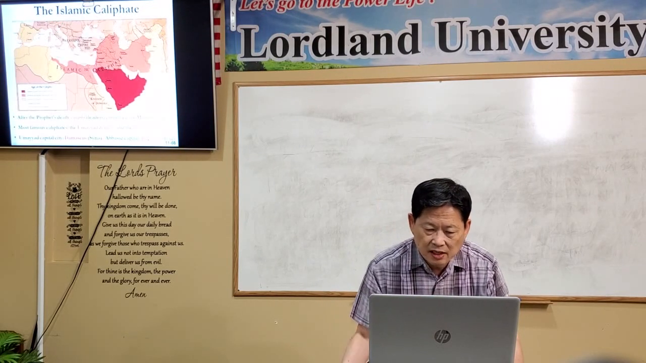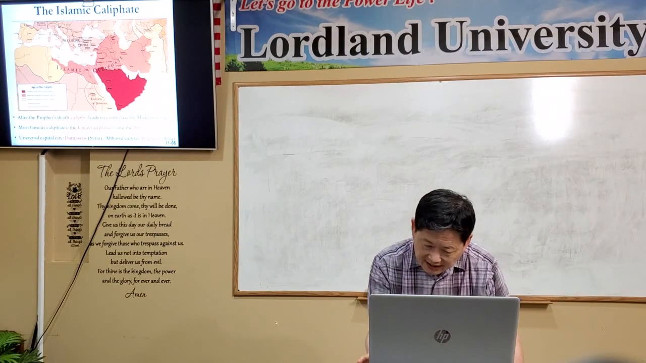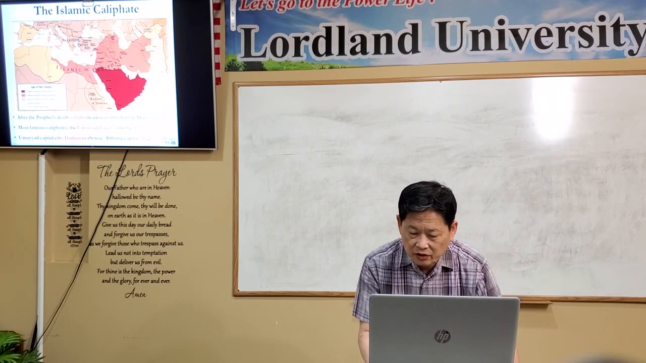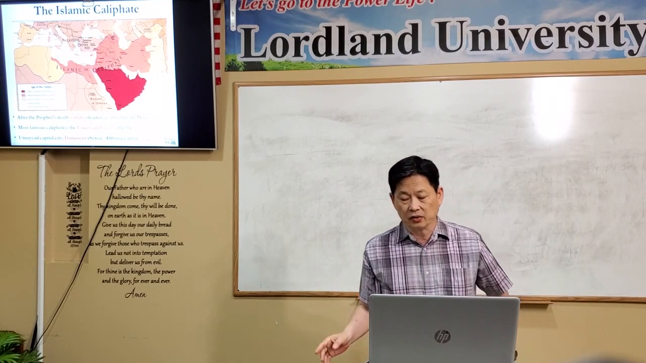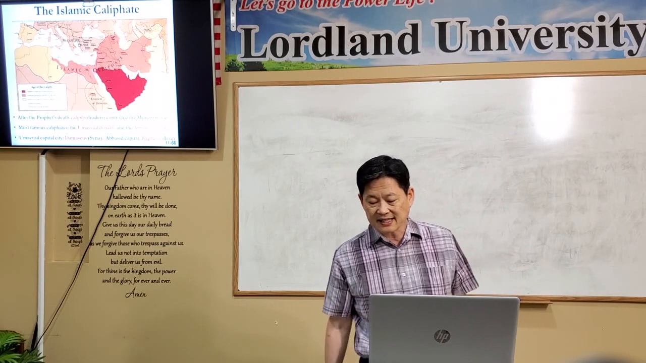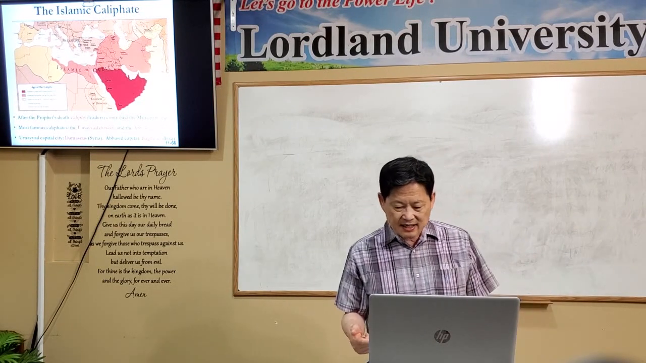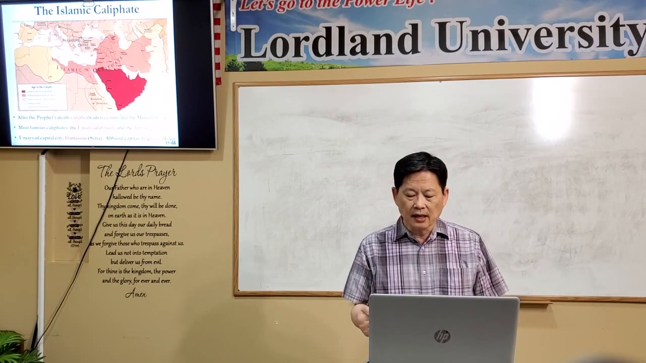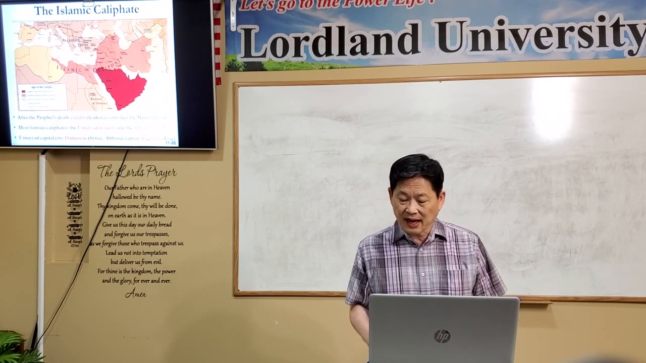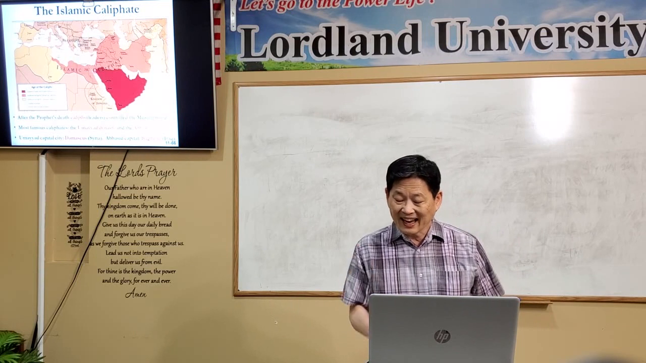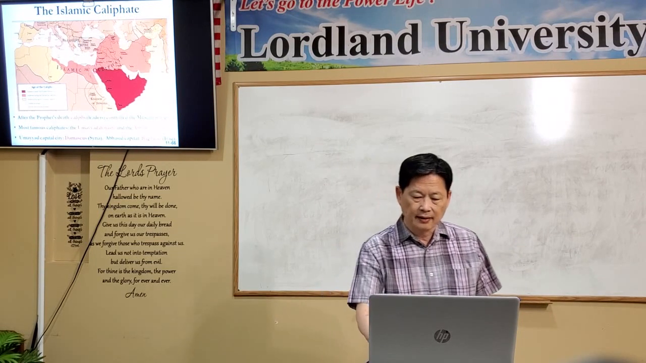This slide shows the Islamic Caliphate. After the Prophet's death, the caliph controlled the Muslim world. The most famous caliphates were the Umayyad dynasty and the Abbasid dynasty. The Umayyad capital city was Damascus, located in Syria. The Abbasid capital was Baghdad, located in Iraq.